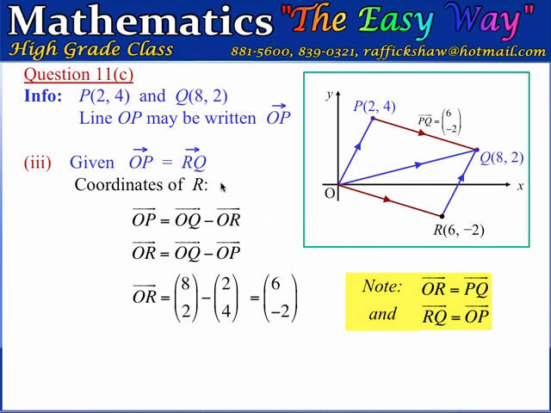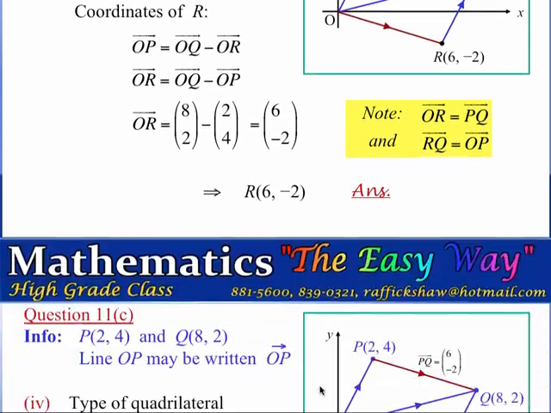But the result for this calculation is that the coordinates of the point R will be (6, -2), because as I said before, the position vector of R is (6, -2), and so the coordinates of R will have the same values as the position vector of R. And so this is the answer for this part of the question. Let's move down now to part 4.